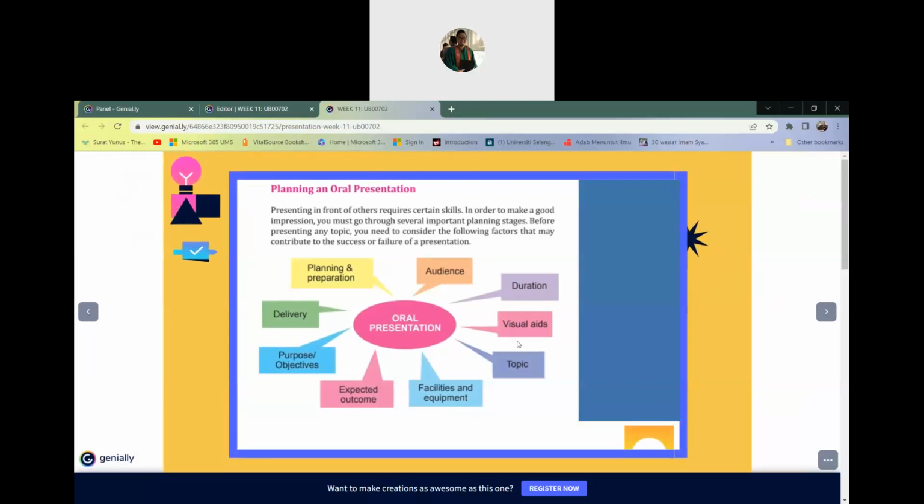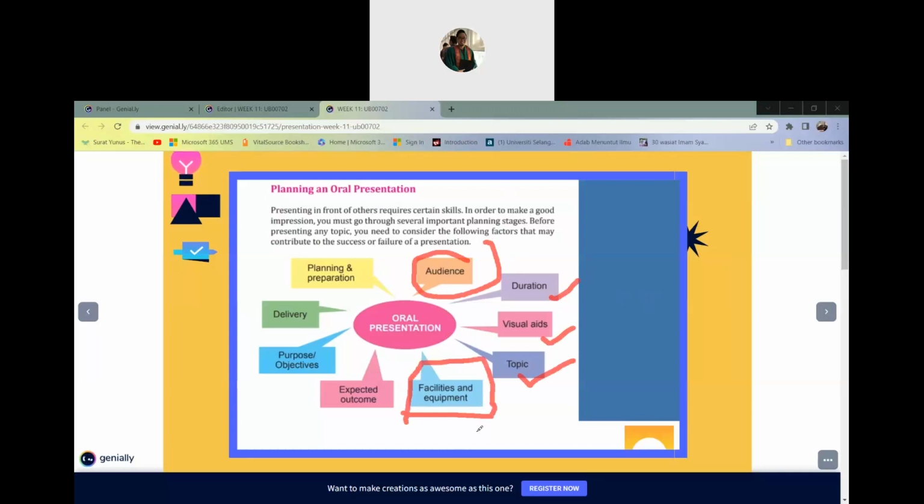So this is the planning part. What you need to consider during the presentation is of course the audience, which should be you guys and also me, the duration, visual aids, and the topic. If we are using the classroom, then we will use the classroom. If not, then we can just make it online.